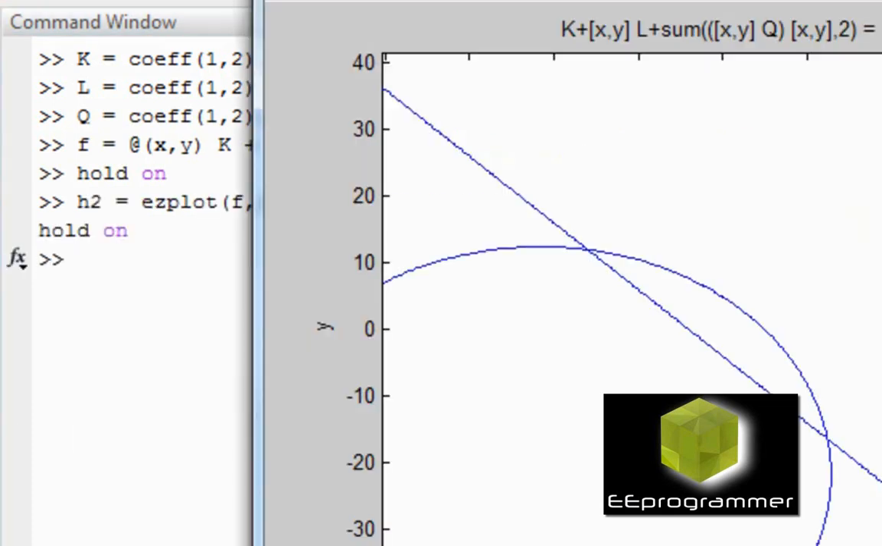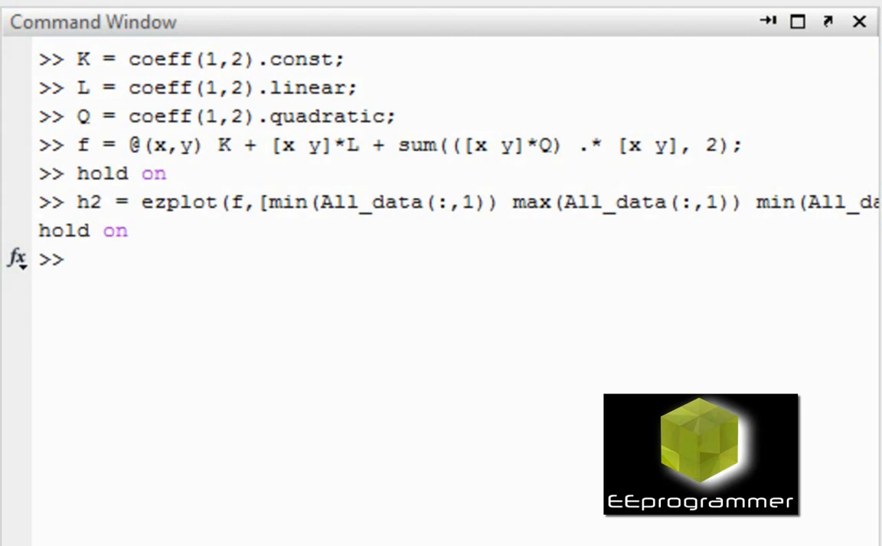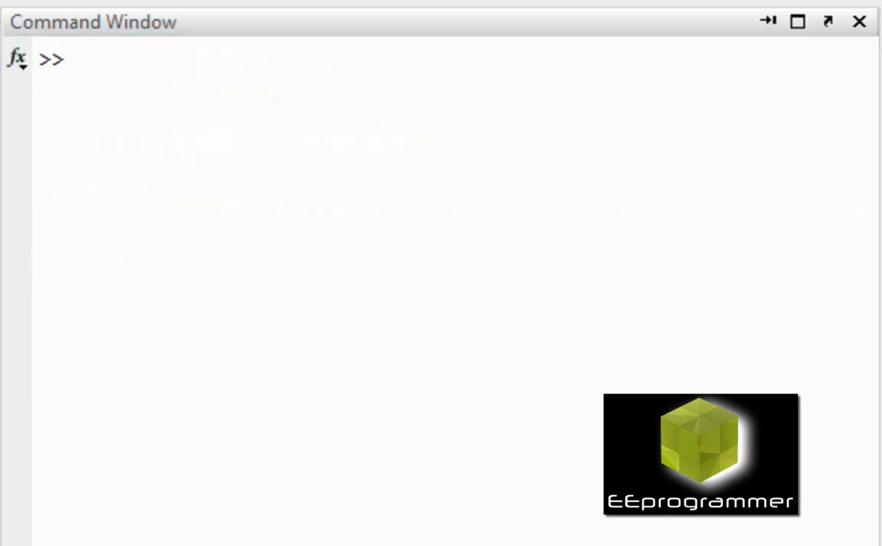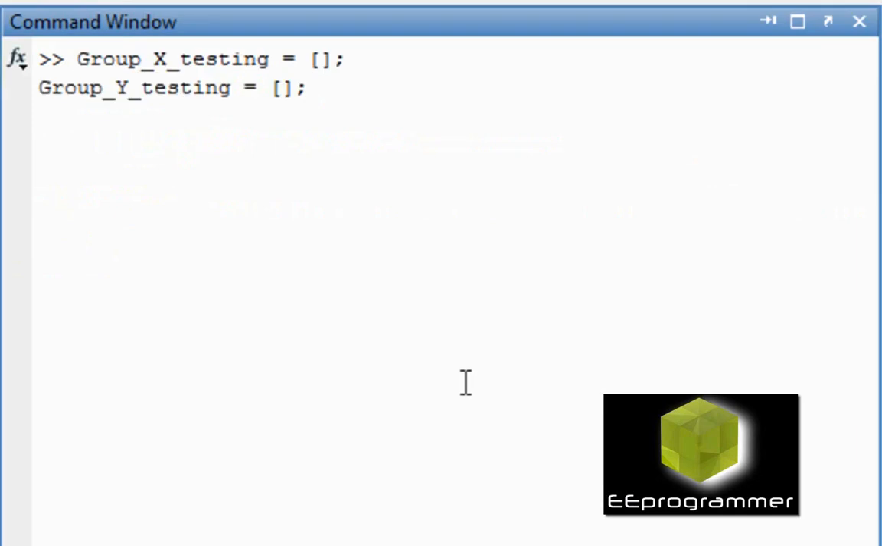So here is the quadratic curve. Now, I'm going to plot the data points. And after I plot it, you will see that the red group and the blue group are separated clearly by the quadratic line.